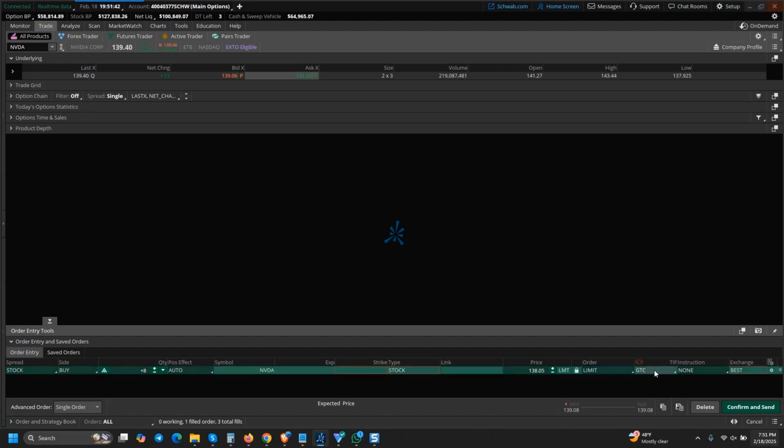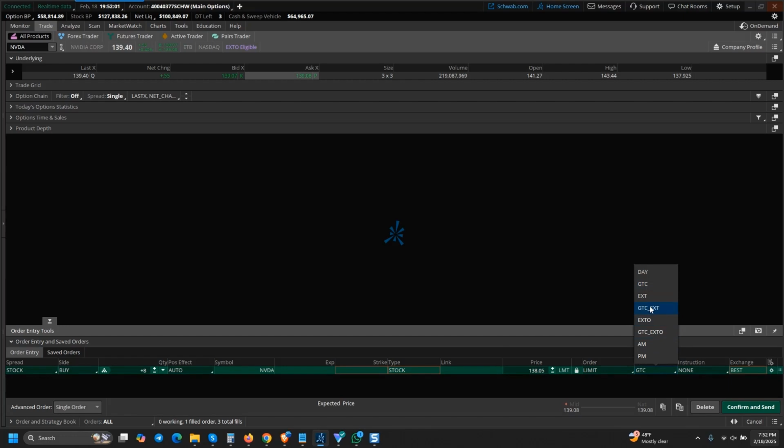Then we have to decide how long the order is good for. Right now it defaults to GTC. GTC stands for good till canceled. This order would stay open not just for the next trading day, but endlessly until we turn it off. That's a good way if you're looking to buy a pullback, right?